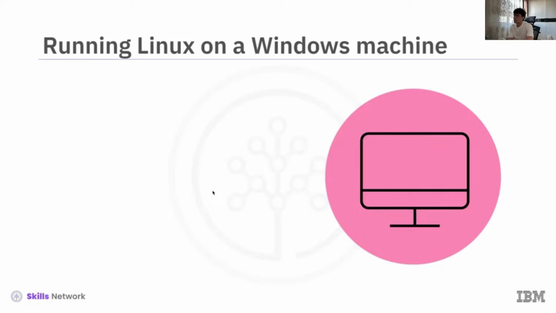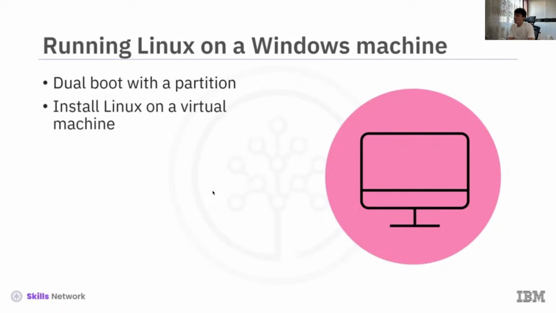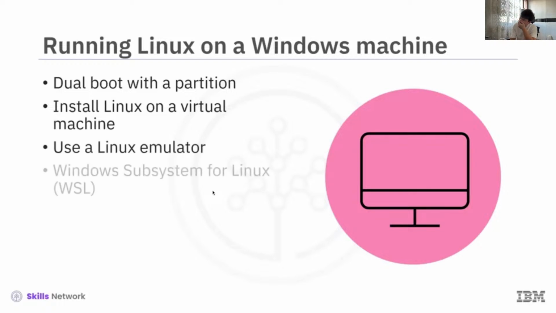We should mention that if you happen to be running a Windows machine and you want to run Linux on it, you can do so in various ways. Linux can be installed on a separate drive partition. Switching between the two operating systems requires a reboot. Alternatively, you can install Linux on a virtual machine, or you can install a Linux emulator such as Cygwin, or use the Windows Subsystem for Linux, a compatibility layer for running Linux binary executables natively on Windows.